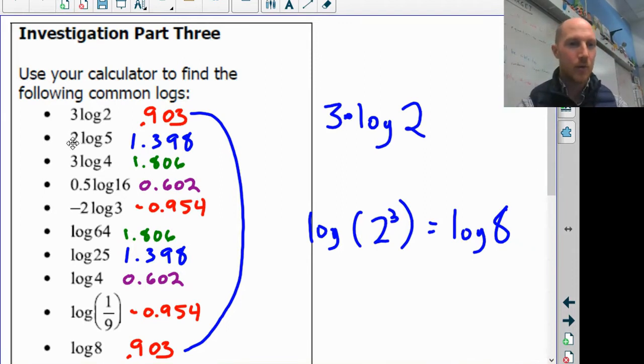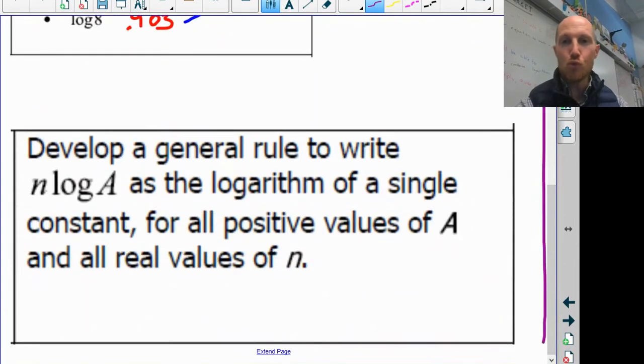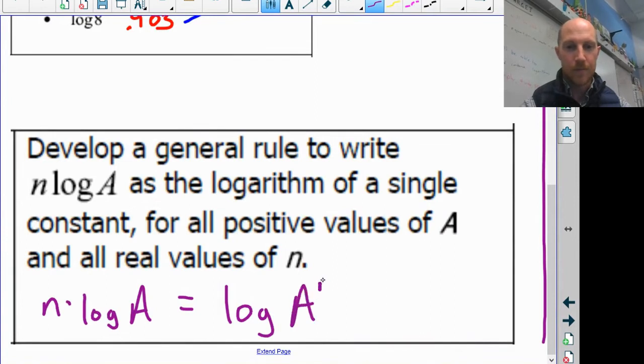That next one down, 2 times log of 5. Well, we would have to just take that 2 and slide it over here as an exponent on the 5. 5 to the power of 2 is 25, and there's log of 25 down there. We got the same answer, right? How about a general rule? n times log of a is the same thing as log of a to the power of n.